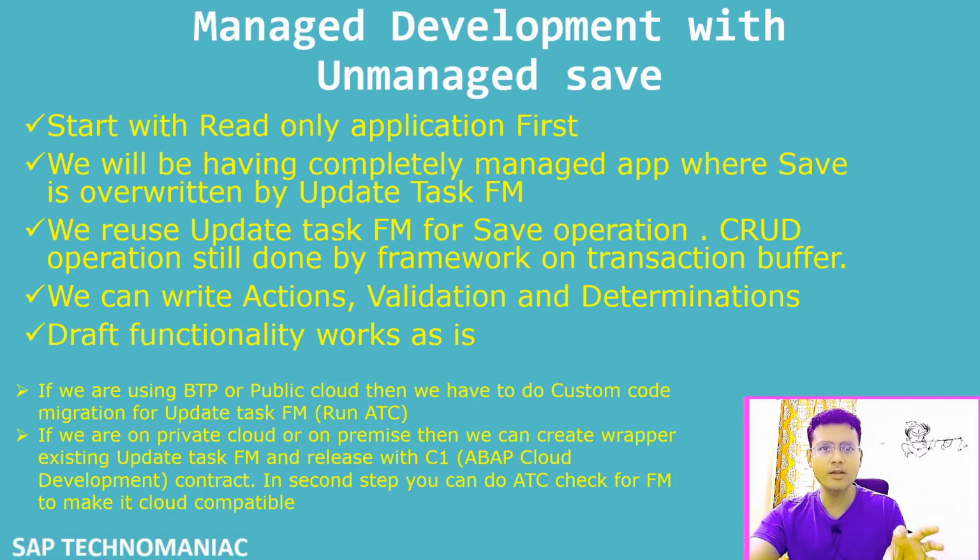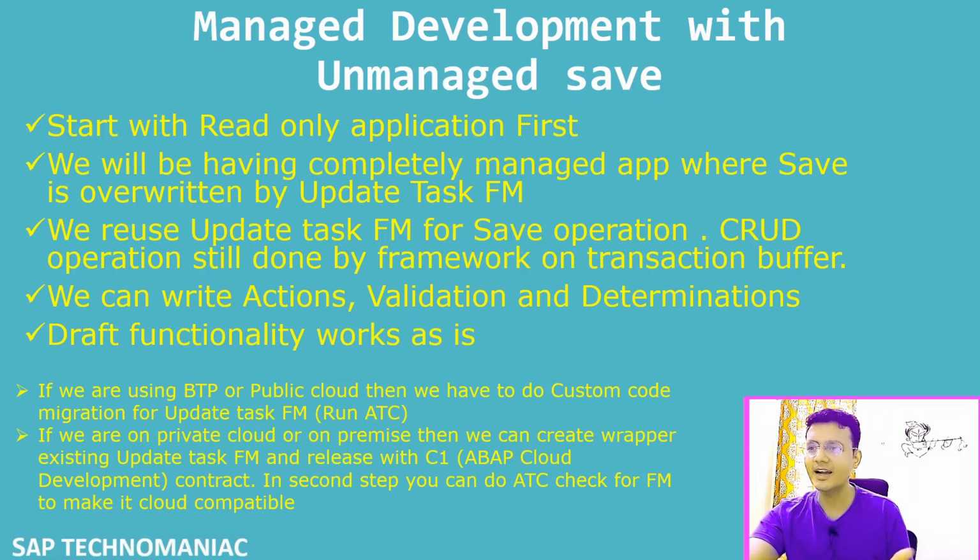When we are writing the code there and calling the existing function module, there might be 2 scenarios again. We have to start with the read-only application, and we will have the completely managed app where the save is overwritten by the update task. Everything up to the transactional buffer is done by our managed application. Just the saving part, like we did in my previous video, is done by the update function module. It's not necessary that the function module is an update one, because there is nothing called an update function module in ABAP on cloud. All the function modules are converted to normal function modules. That's a very important thing.